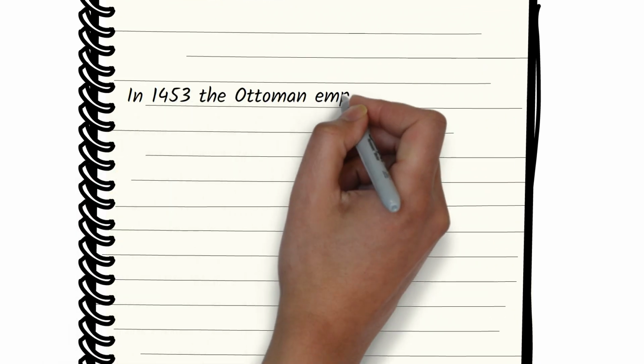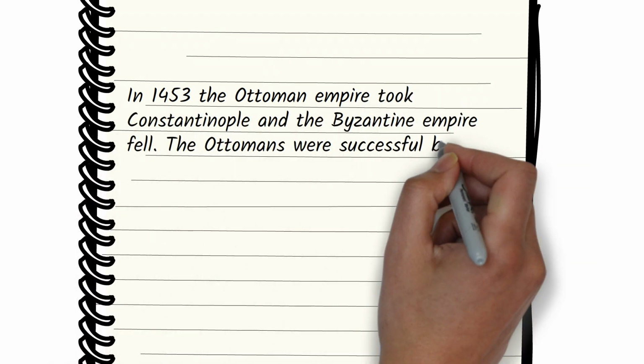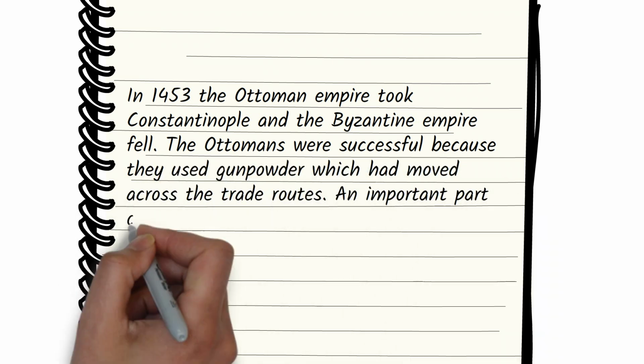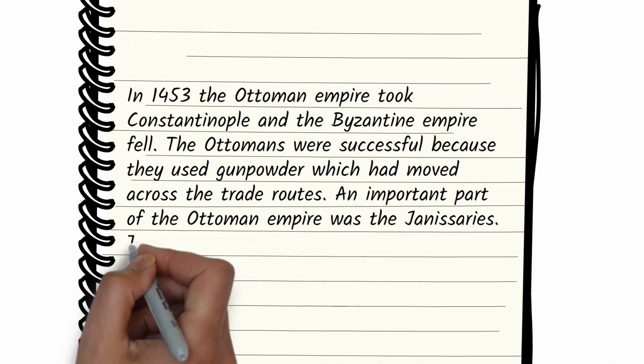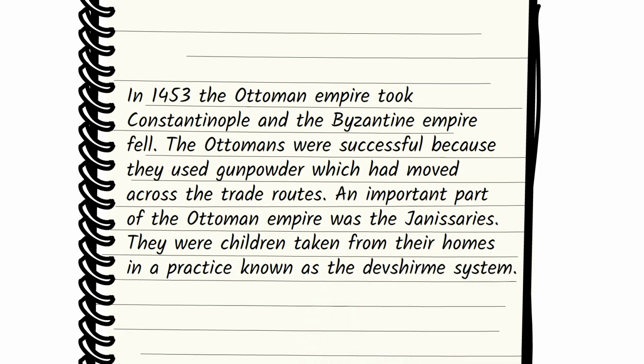And my answer to all of this is, well, so what? You're not supposed to be writing a Wikipedia article. You're supposed to be making an argument. And so many essays are written like this on the AP exam. Here's another example. In 1453, the Ottoman Empire took Constantinople and the Byzantine Empire fell. The Ottomans were successful because they used gunpowder, which had moved across the Asian trade routes. An important part of the Ottoman Empire was janissaries. They were children taken from homes in a practice known as the devshirme system. Again, so what? It's all true, but it doesn't get the job done. I mean, just compare that to this.